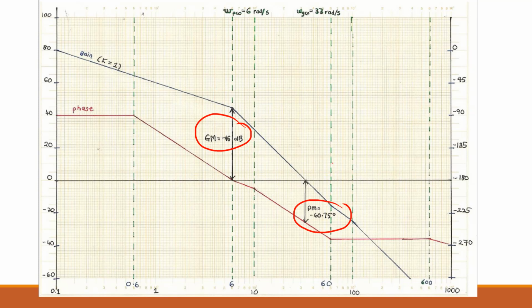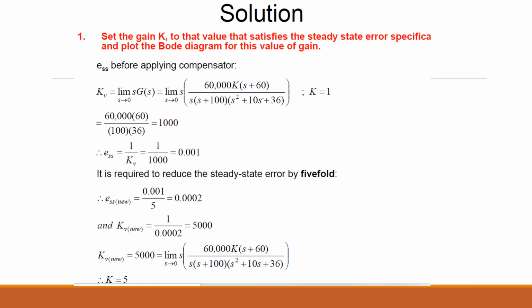So actually, in this case the system is unstable. But we look to design the compensator. So now the first solution is we need to find a new gain K. Before applying the compensator, when K is equal to 1, we get a steady state error of 0.01. So it is required to reduce the steady state error by 5-fold.